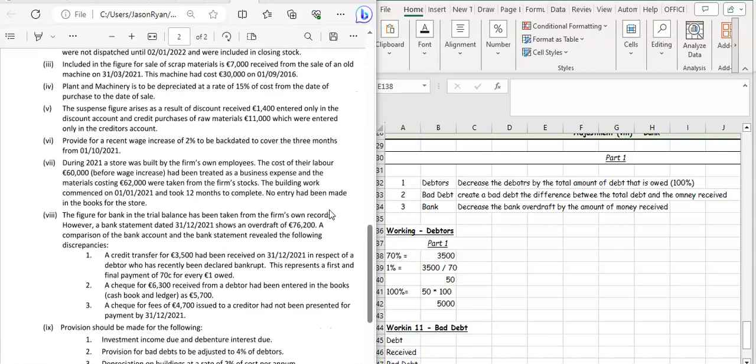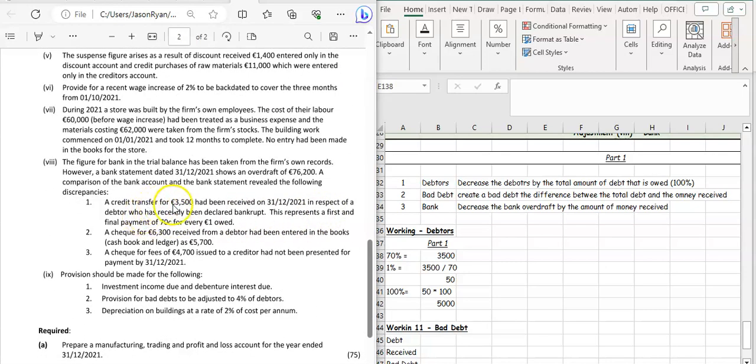So there's three parts to this adjustment. So credit transfer of 3,500. That means 3,500 went into our bank. So that's going to reduce our bank overdraft. So we need to bring our bank overdraft down by 3,500.